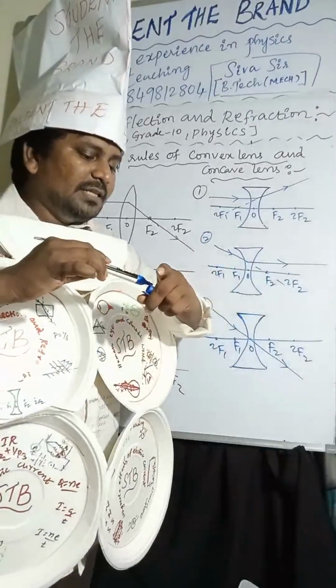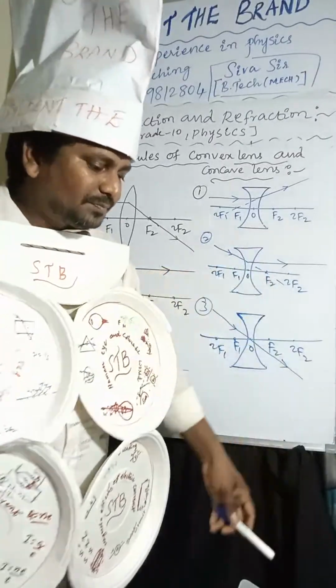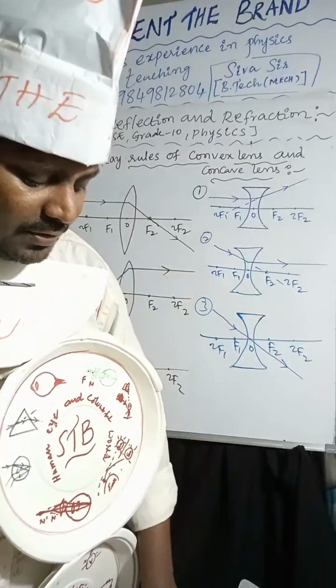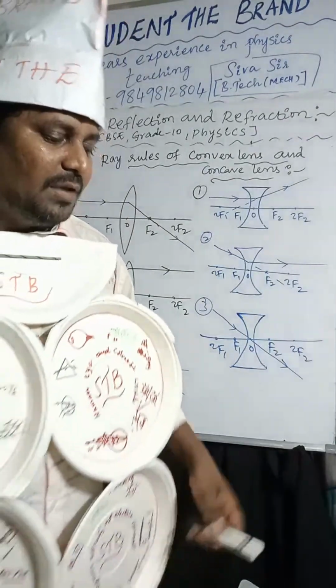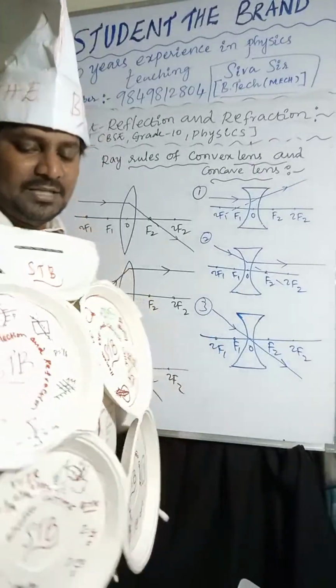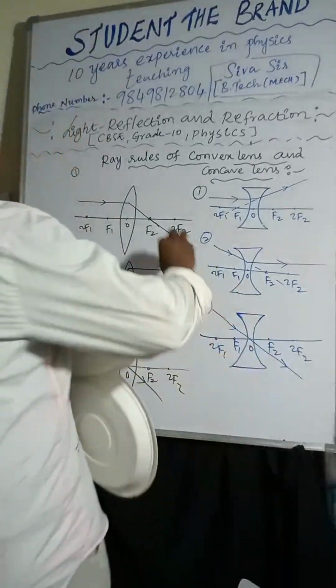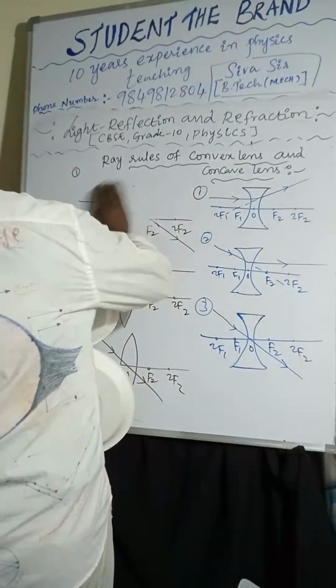Next one. So next one we will go to is ray rules of image formation by convex lens. We'll discuss image formation by convex lens.